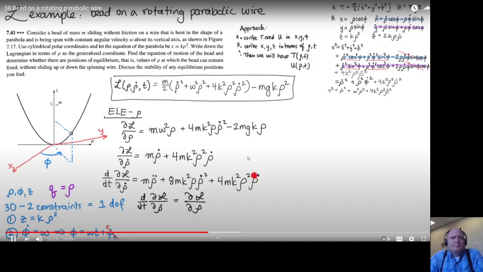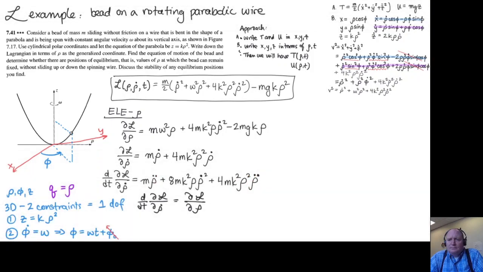So we have two terms that are rho double dot. So we're going to group those two terms on the left-hand side. Rho double dot, 1 plus.